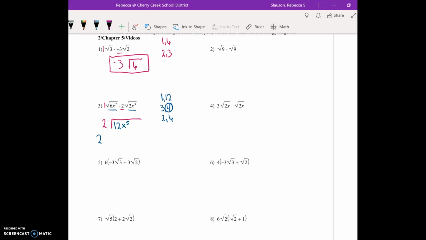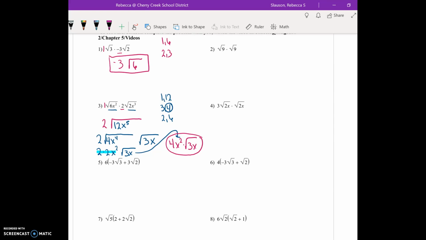So what I'm going to do is, there's the 2, and I'm going to make my perfect set and my not perfect set. So from 12, 4 is perfect, but 3 is not. And from x to the 5th, I can make 4 of them be perfect and 1 is not. So now, joining this, the 2 will be the square root of 4, which is 2. The square root of x to the 4th, I'll use that little division trick, is x squared. And then I have the stuff that wasn't perfect, it was stuck in there. And then just going for the final answer, I can clean this outside up a little bit and make that 4x squared times the square root of 3x.